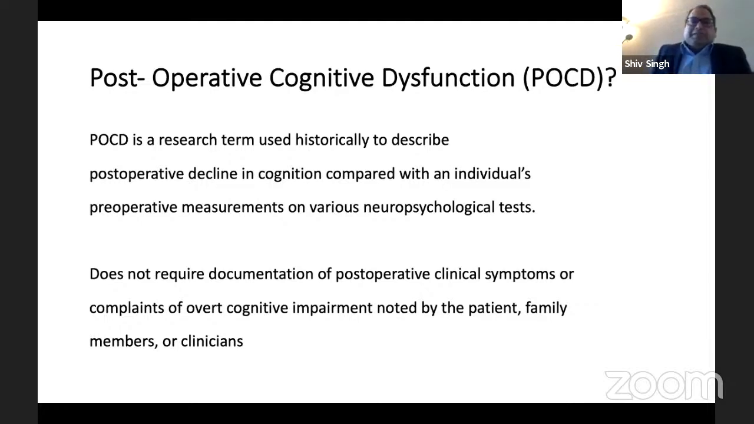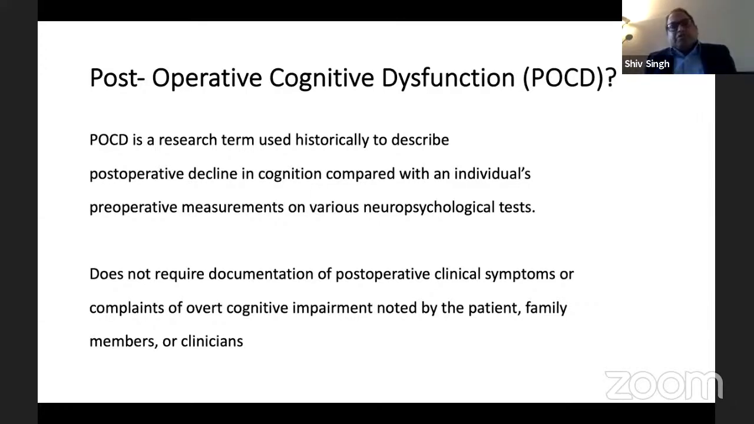Coming to the definition of postoperative cognitive dysfunction now, in terms of research, it is described as postoperative decline in cognition compared with an individual's preoperative measurement on various neuropsychological tests. Just like mini mental tests, you do pre-op, you do post-op, and you compare. And it does not require documentation of postoperative clinical symptoms or complaints or overt cognitive impairment noted by the patient, family members, or clinicians.